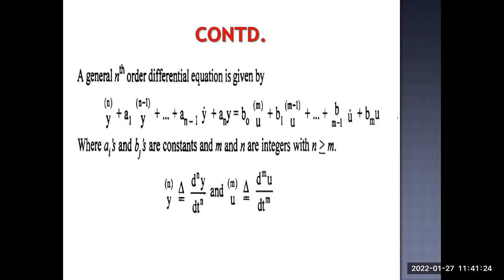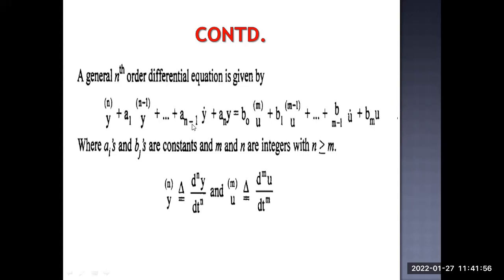A general nth order differential equation is given by y to the power n plus a1 into y to the power n minus 1. Here y^n means the nth order derivative, which is d^n y by dt^n. This is not y to the power of n. It is written at the top of the variable, which means it is the order of the derivative of that particular variable.